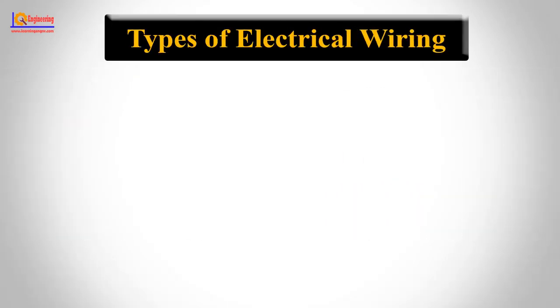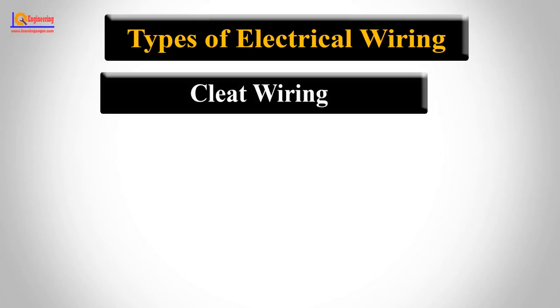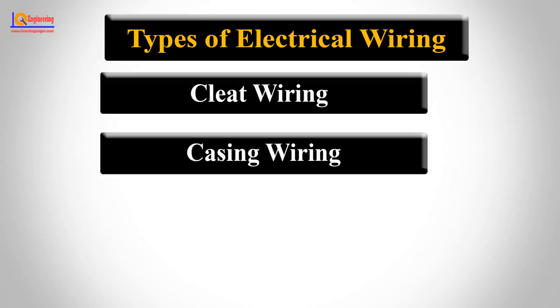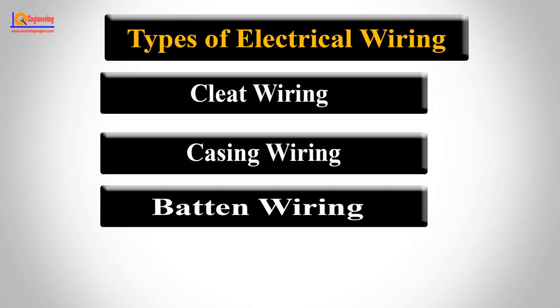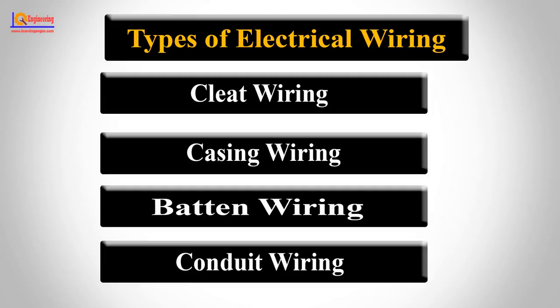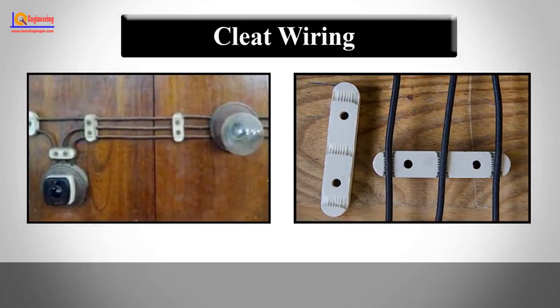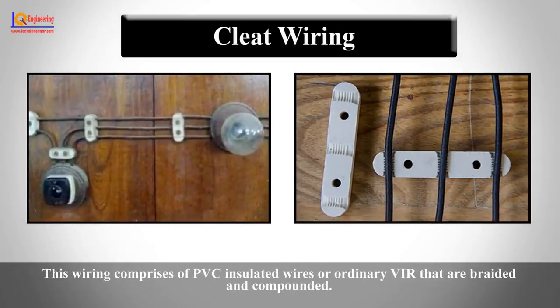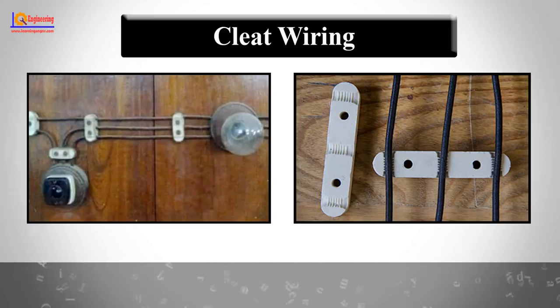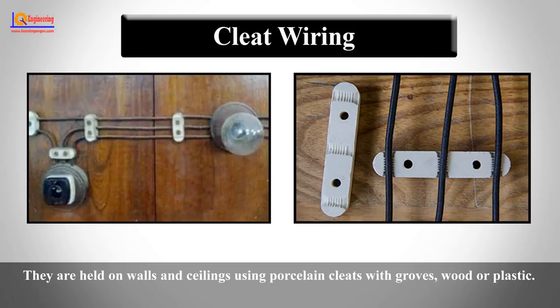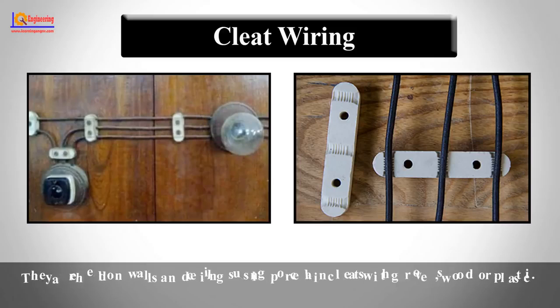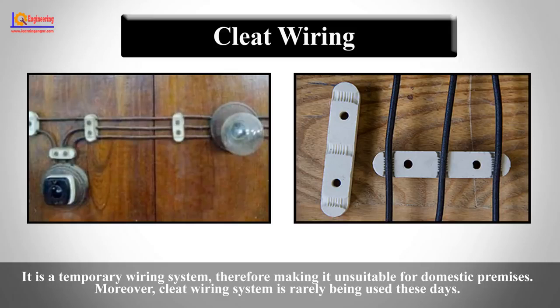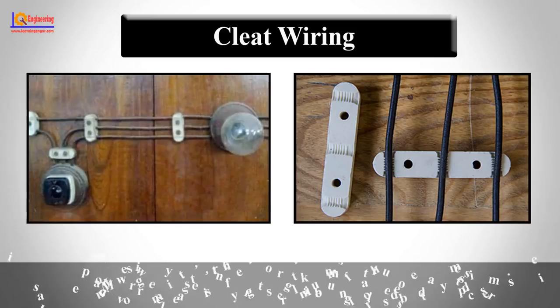Commonly, internal or house wiring is of 4 types. 1. Cleat wiring. 2. Casing wiring. 3. Batten wiring. 4. Conduit wiring. Cleat wiring. This wiring comprises PVC insulated wires or ordinary wires that are braided and compounded. They are held on walls and ceilings using porcelain cleats with grooves, wood or plastic. It is a temporary wiring system, therefore making it unsuitable for domestic premises. Moreover, the cleat wiring system is rarely used these days.